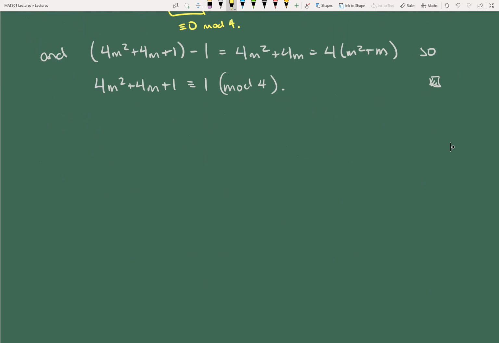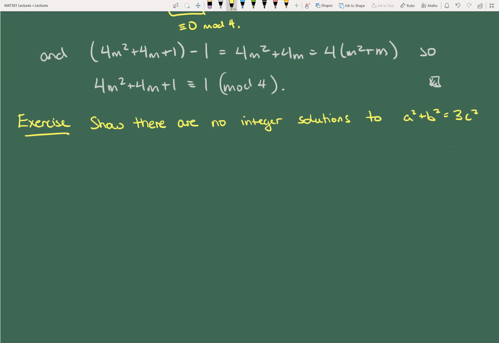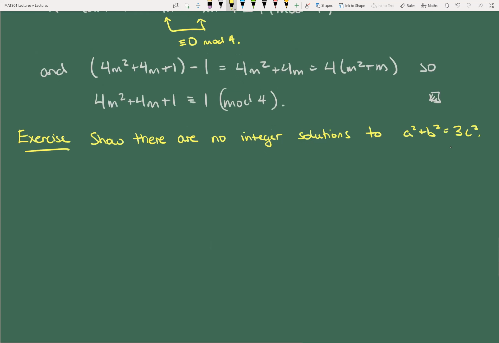So what I'm going to do is I'm going to post this question up. So, exercise. Show there are no integer solutions to this equation. Okay. Now, one last thing might help before I let you go for a little break.